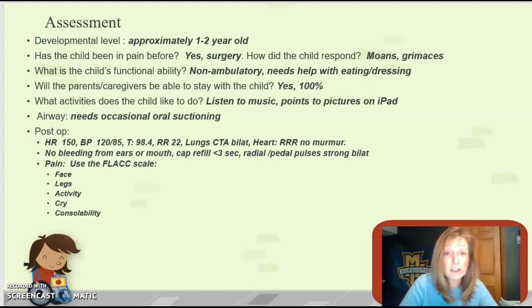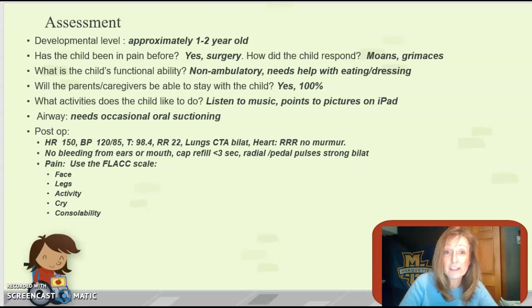The parents luckily will be able to stay, at least one parent will be able to stay with the child 100% of the time. So that's wonderful. So we will discuss family-centered care with the parents. The child likes to listen to music and also works with an iPad, pointing at pictures and communicating in that manner. Airway: we know that the child will potentially need occasional oral suctioning due to excessive secretions.